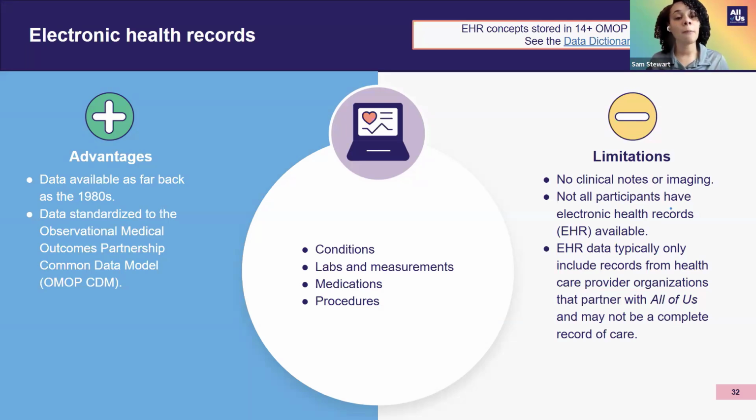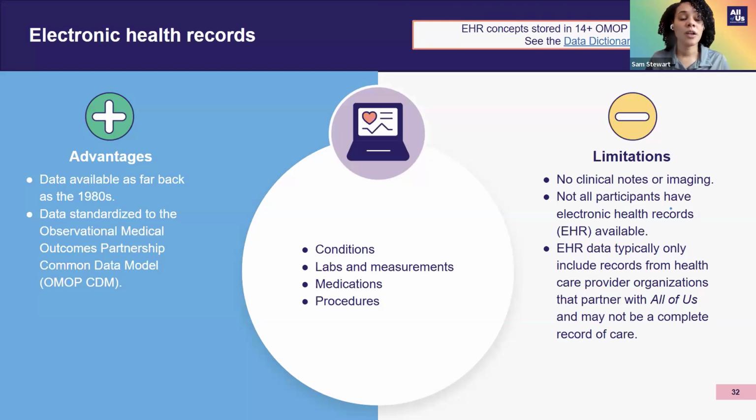So you might notice that we have over 600,000 participants in the Researcher Workbench, but that means that they have consented to the program and at least completed the basic survey. And then you'll see a little bit decreased number for EHR because some participants may have not consented to EHR.